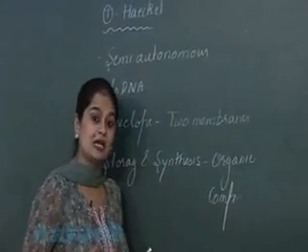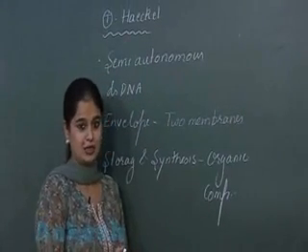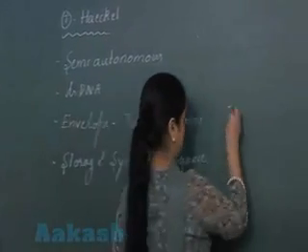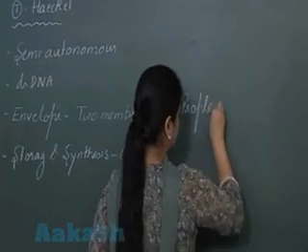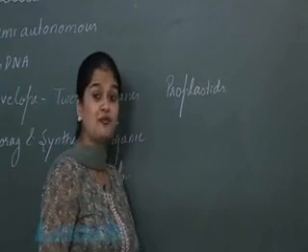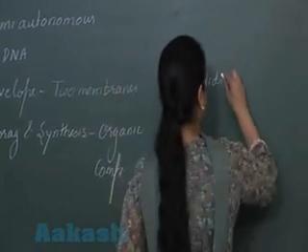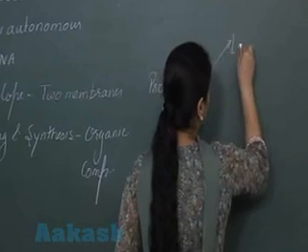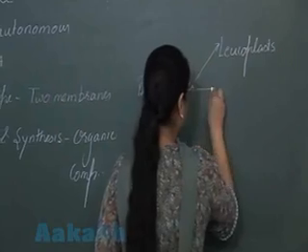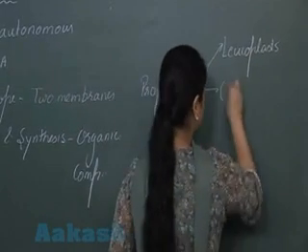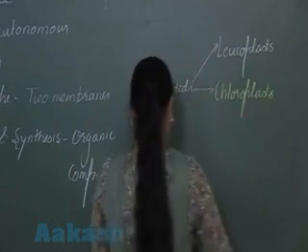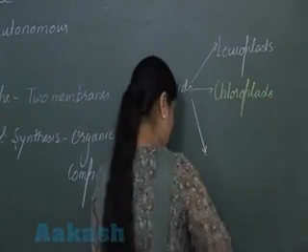Now the plastids are formed from proplastids. So it means the proplastids are the precursors of plastids, right? Now the proplastids can form three types of plastid: that is leucoplast, then chloroplast, and another one, chromoplast.